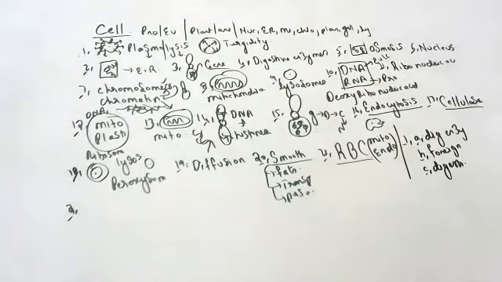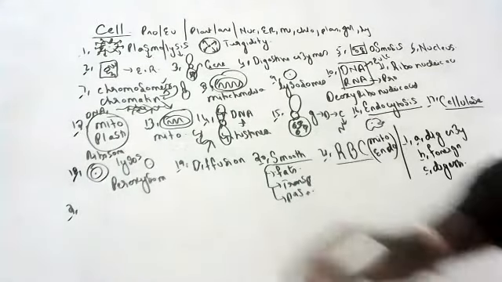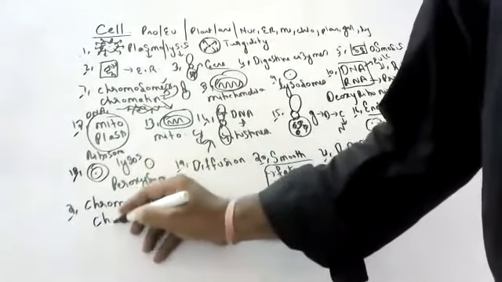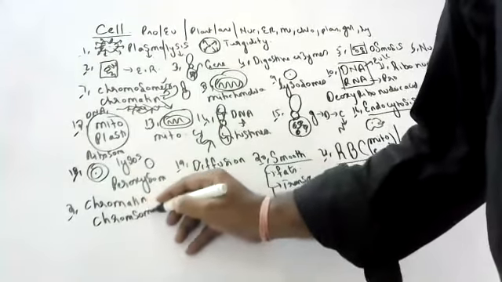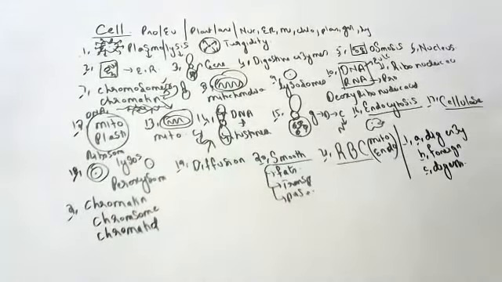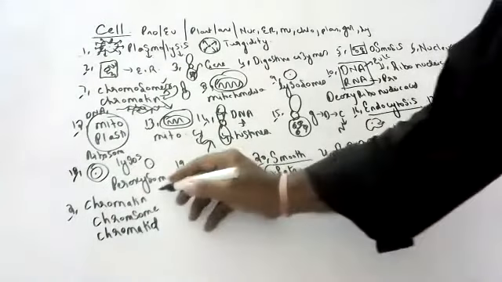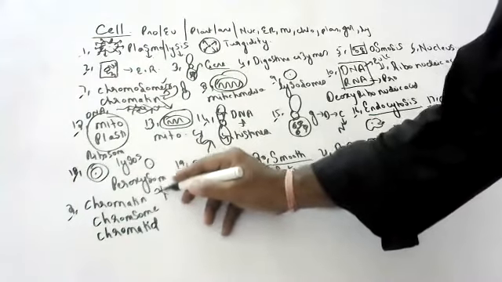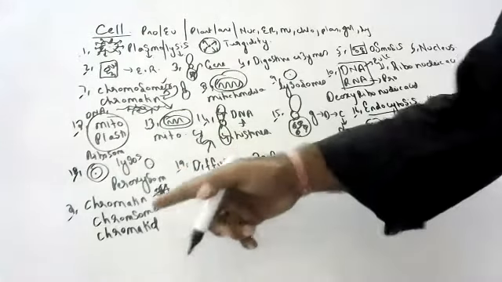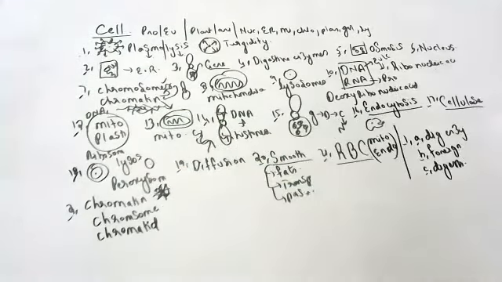How are chromatin, chromatids and chromosomes related to each other? Children, what is the difference between chromatin, chromosome and chromatid? Anyone in the class? When the cell is not dividing, chromatin or DNA is present in chromatin form. When the cell is dividing, chromosomes are formed.